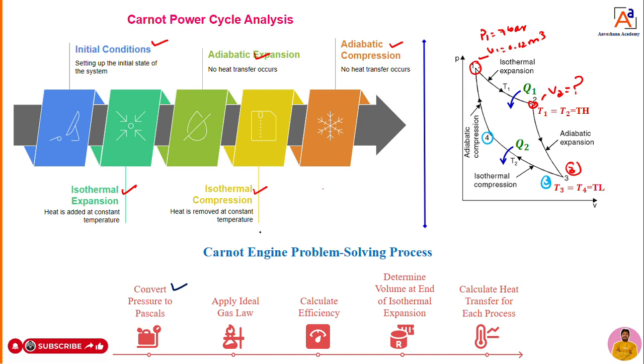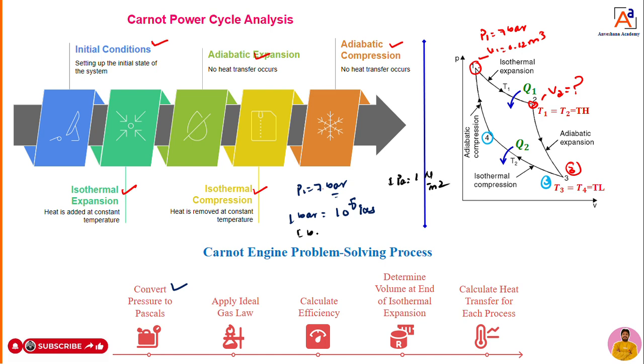Convert pressure to Pascal. So dear students, he has given P1 is equal to 7 bar. But all data are in Newton per meter square, so for that purpose you need to convert this bar into Newton per meter square. How to convert bar into Newton per meter square? Dear students, we already know 1 bar is equal to 10 to the power of 5 Pascal. And also we know that 1 Pascal is equal to 1 Newton per meter square.